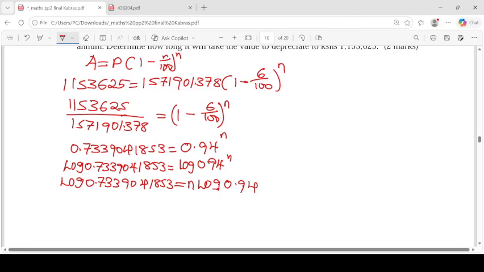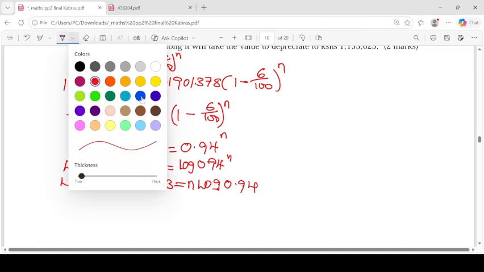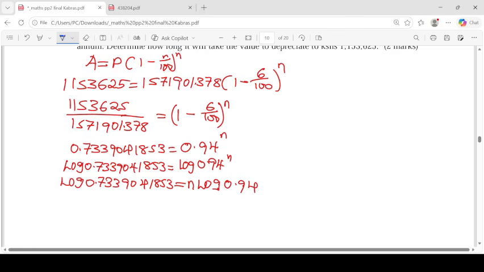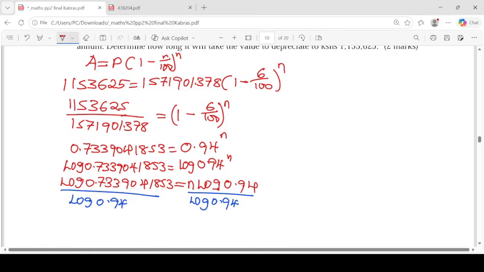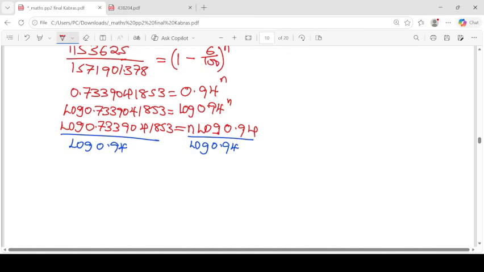So when you want to get the value of n, what do you do? You divide through. I'll divide here by the log of 0.94. Also, this left side I divide by the log of 0.94. So when you are doing this division, ladies and gentlemen, on the right, the log 0.94 and log 0.94 will cancel.